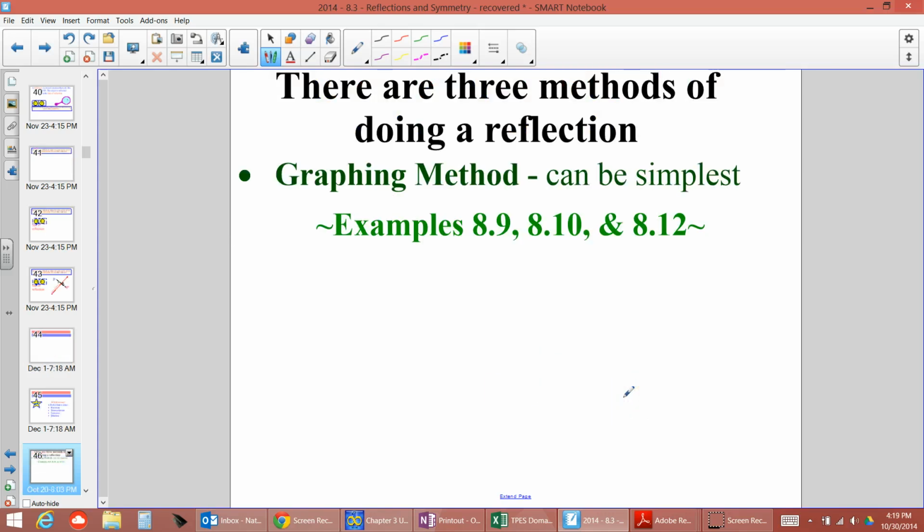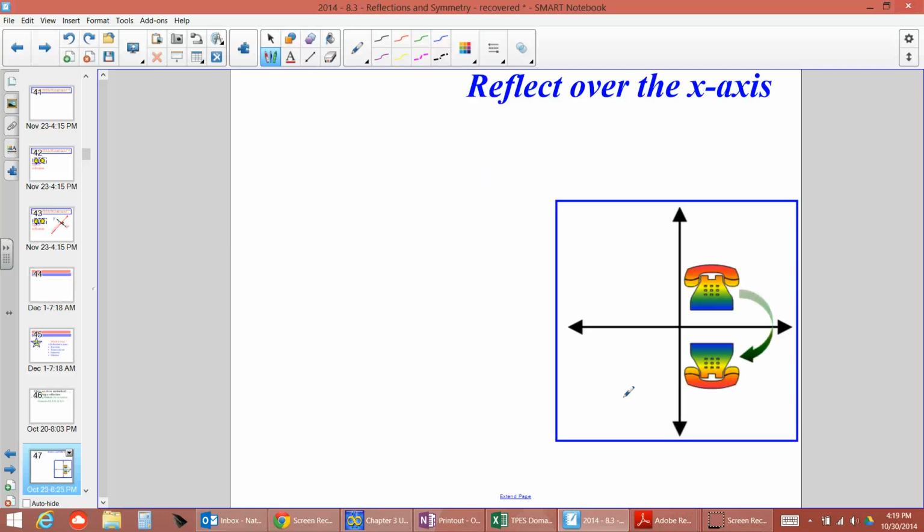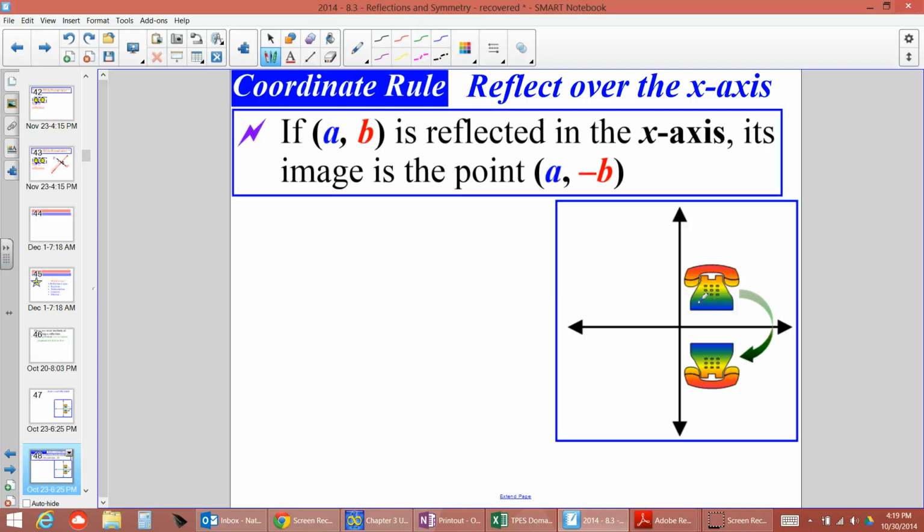All right, there are three methods for doing reflections. Graphing can be the simplest. If I don't give you any points, I just show you a picture of this, you've got to be able to reflect it over the x-axis. For the coordinates, it's different, but for the graphing, you just have to count the distance away. I'll show you that later.